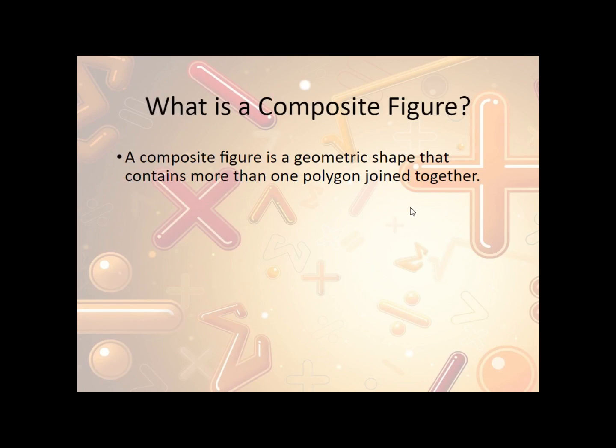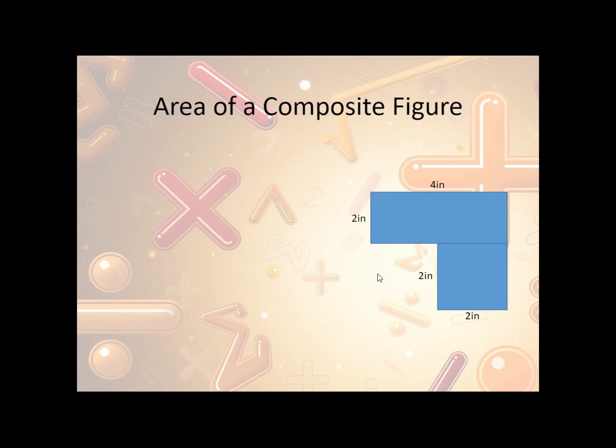Now what is a composite figure? A composite figure is a geometric shape that contains one or more polygons joined together. So an example of this would be like this. So it's this whole big shape here, and if we notice, this is really just a rectangle and a rectangle. So how do we find the area of a composite figure? Well, we find the area of each individual figure and then add them together.